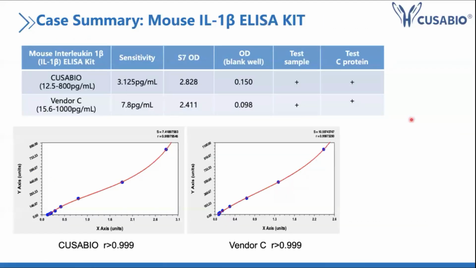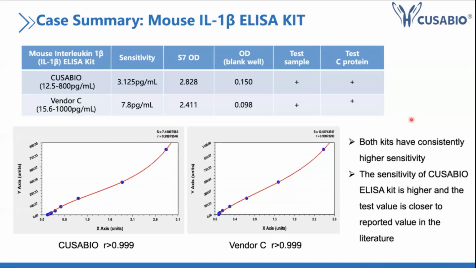And this is the case summary for the mouse interleukin-1 beta ELISA kit. Overall, in both of the cases, we have consistently high sensitivity, with the CV less than 10%. But I will say that the sensitivity of the CUSABIO ELISA kit is higher. And also for the real test with the serum sample, the value we got with the CUSABIO kit is definitely closer to the reported value that we can find in the literature, which is a very amazing result.